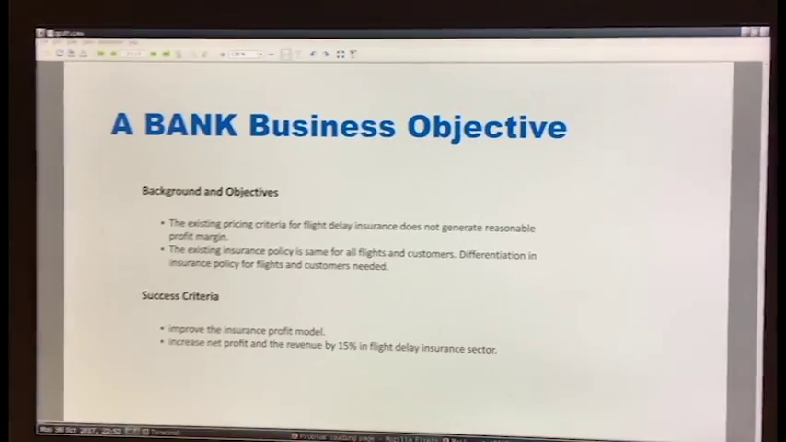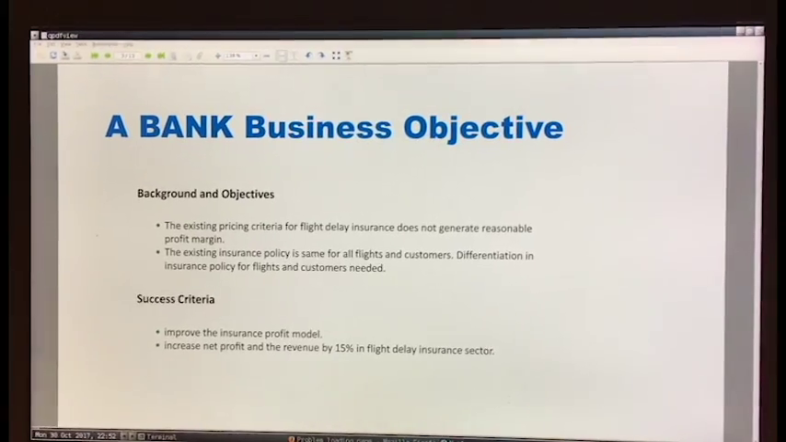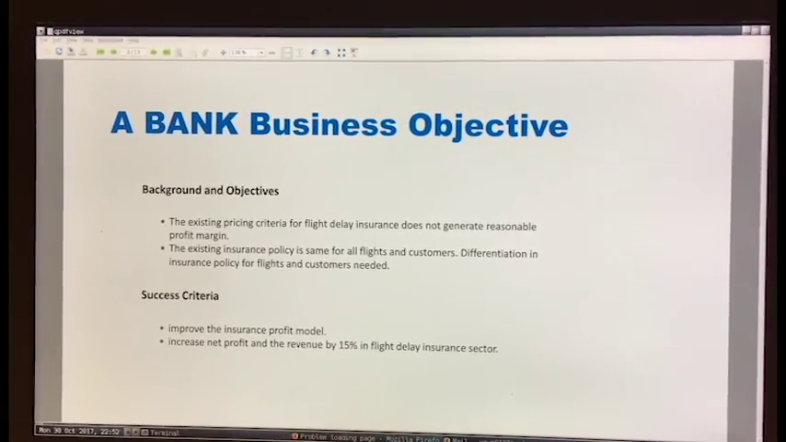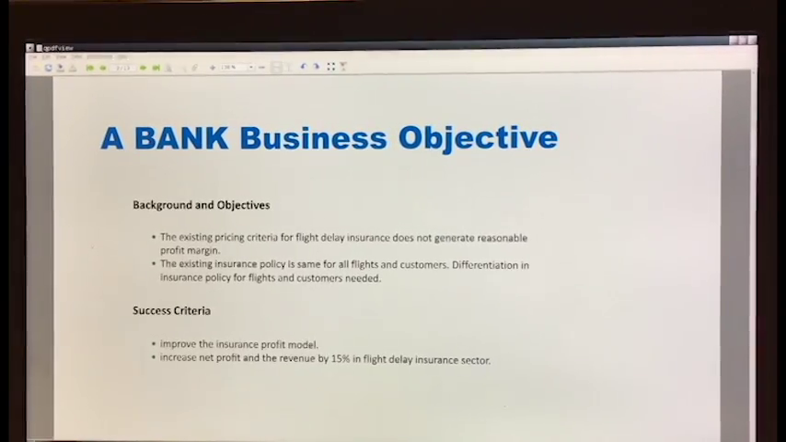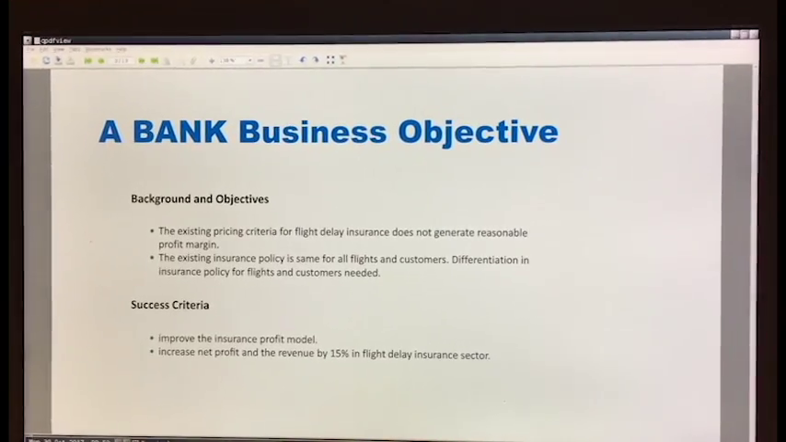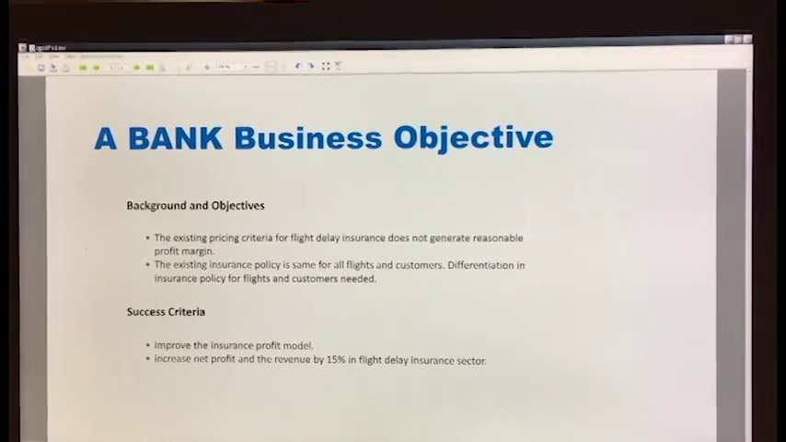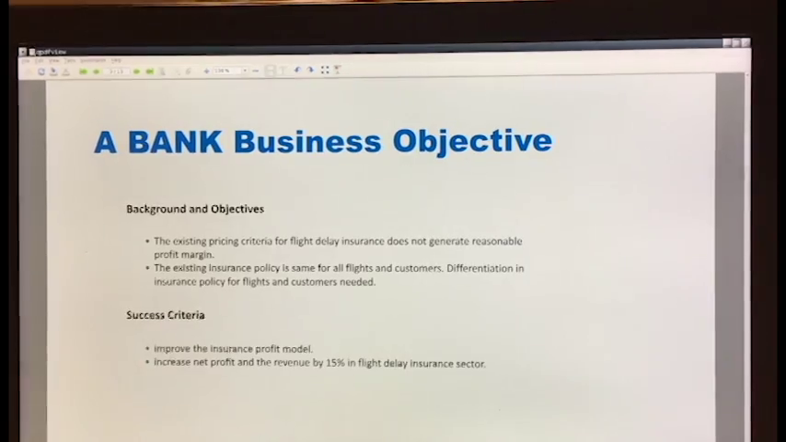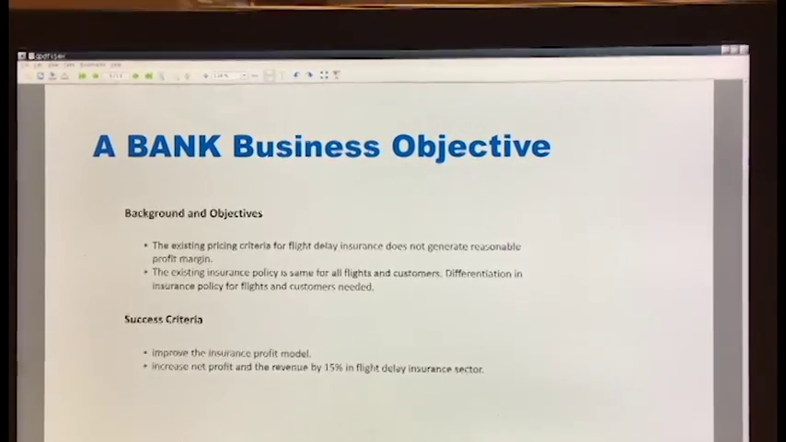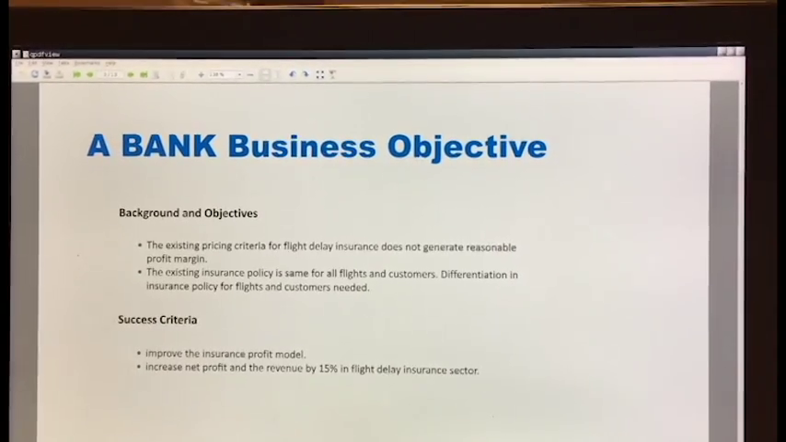Let's talk about the background and objectives of a bank's business. Insurance is one of the important sources of profit for the bank. The insurance department wants to extend its existing retail insurance market, especially on the flight delay insurance.